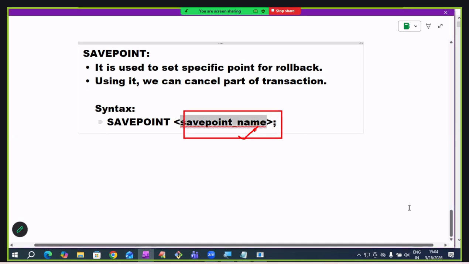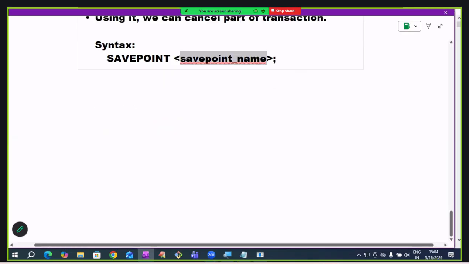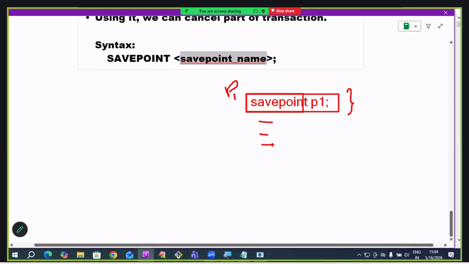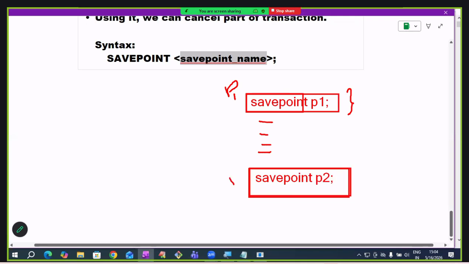Use a different name. Just with this, we are setting a particular point here. I'm writing SAVEPOINT P1. SAVEPOINT P1 means to this location, I'm giving the name P1. After some actions, again I'm setting another save point, P2. Now this location name is P2. Again I'm performing some actions.